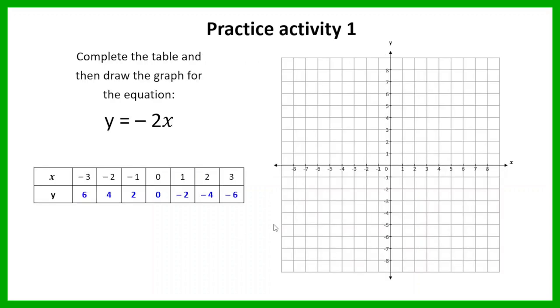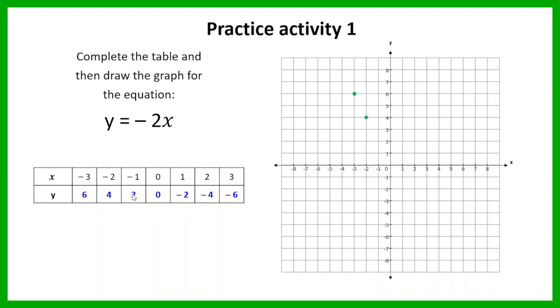Okay, so the first thing we're going to do now that we've got our table is plot our points. So I've got negative 3, 6 over here. So if x is negative 3, y is 6. So it's going to be up there. Okay, then the next one, if x is negative 2, y is 4. So over here I've got negative 2 and y is 4. So that's going to be over there.